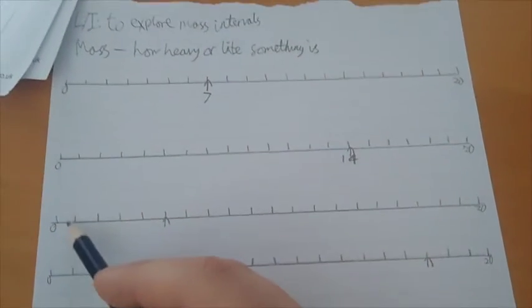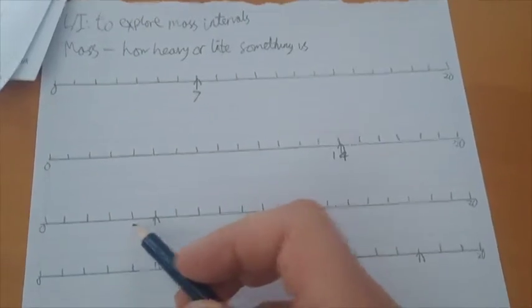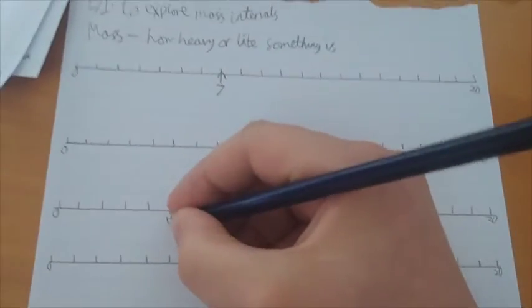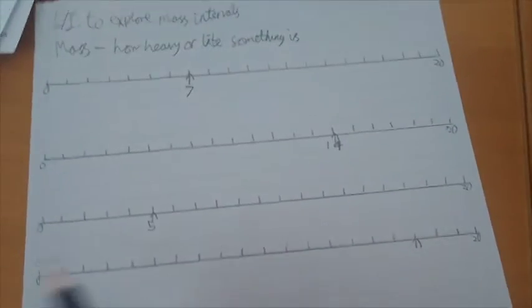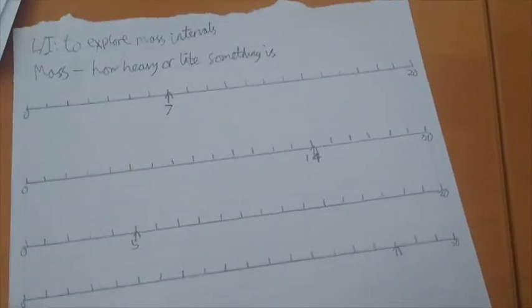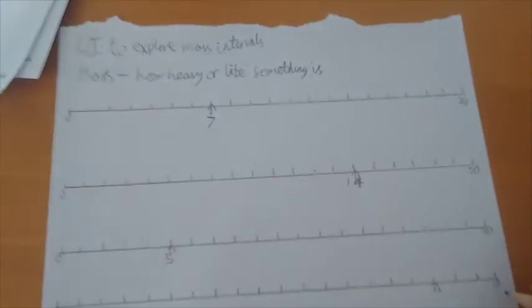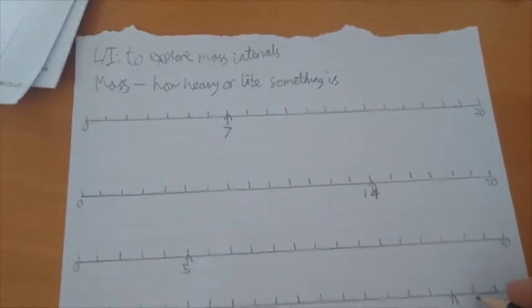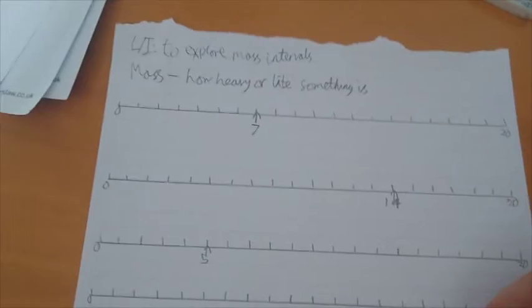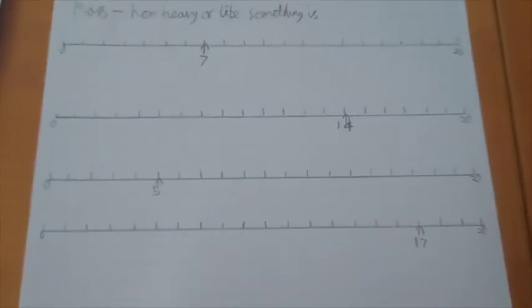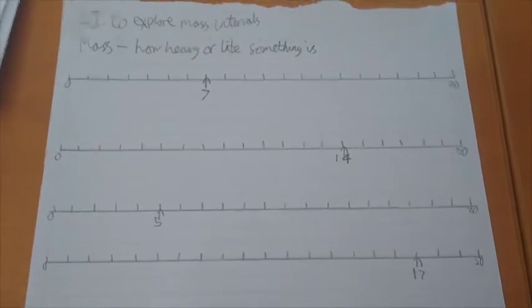So 1, 2, 3, 4, 5. 5 is the third number, and our fourth number is, so we can either do this by counting all the way from 0, or to save time, we can count down from 20. So 20, 19, 18, 17. So if you've got these right, very, very well done.